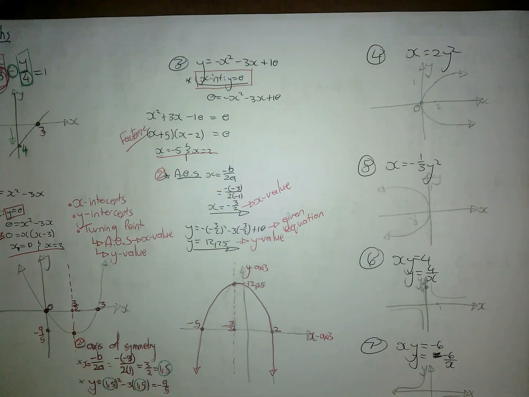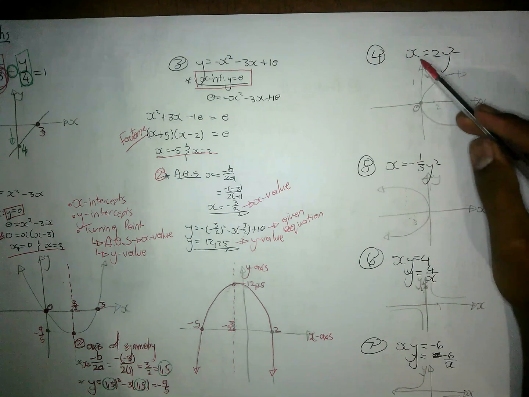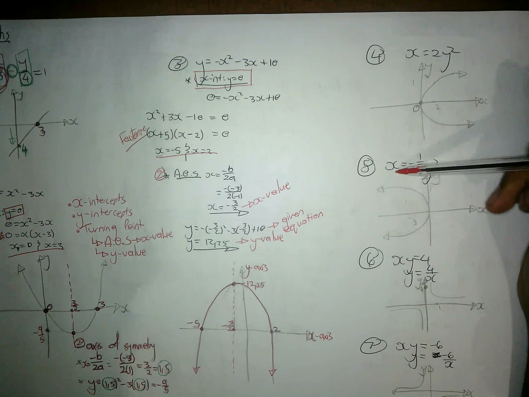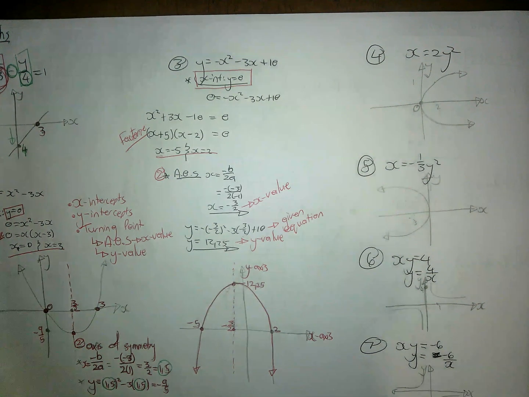Okay, this next one is also a parabola. Number 4 now is a parabola also, but there's no bx plus c. The bx plus c does not exist for this one over here. As you can see, we still have x. Here's the x. But how we do this one is very straightforward.